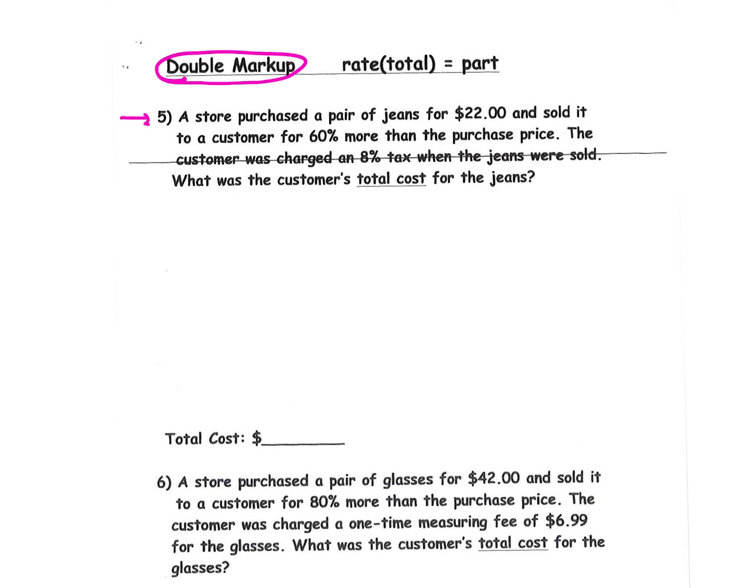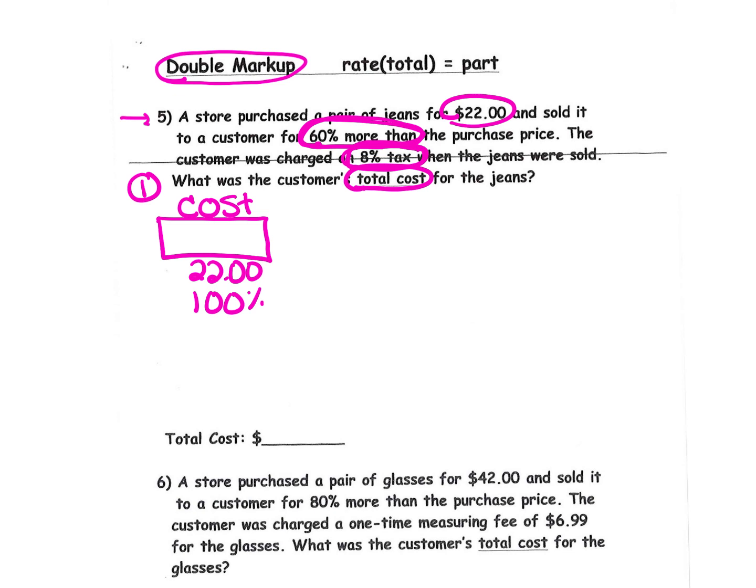In problem 5, it states a store purchases a pair of jeans for $22 and sold it to a customer for 60% more than the purchase price. The customer was charged 8% tax when the jeans were sold. What was the total cost for the jeans? Not only do we have to mark up a 60% markup, we also have to mark up a second time for tax.